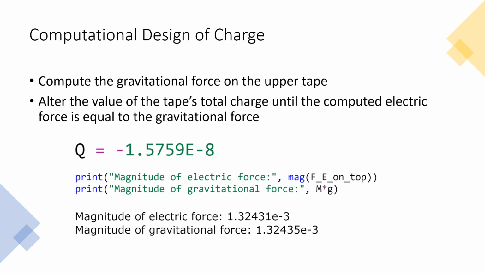So the next step would be to compute the gravitational force on the upper tape, and as you see below, I just used mass times the gravitational constant 9.8, and then I altered the value of the tape's total charge, Q, that was shown in the last slide, until the computed electric force is equal to the gravitational force, because the charge that was found in the first lab might not be the actual charge that's on the top tape. So after a bit of trial and error, I was able to find that the charge on the tape based on the distributed model was negative 1.5759 times 10 to the negative 8 coulombs.